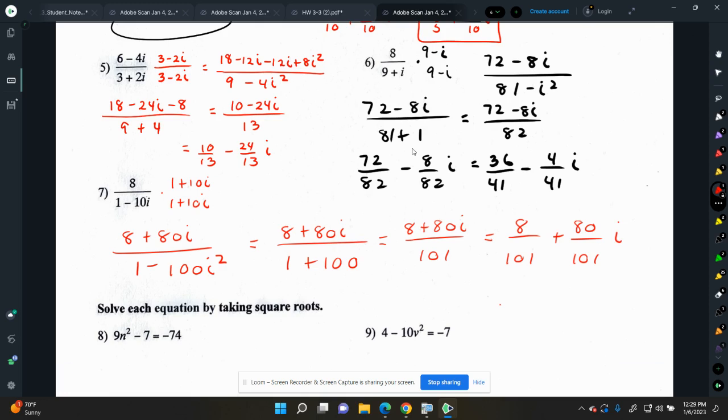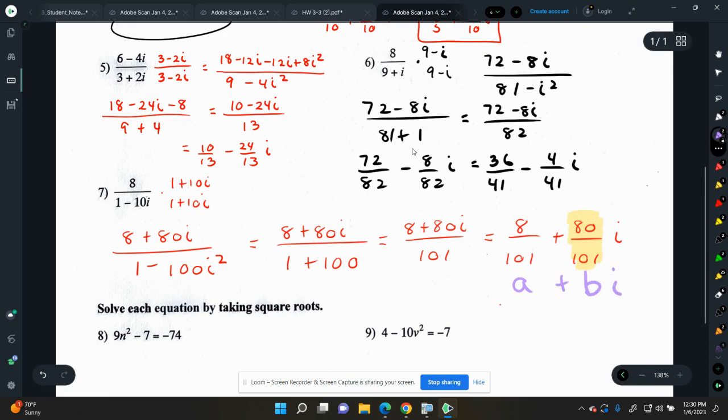Yeah. So when you're writing it in standard form, would the i be next to that 80? Why do you write it off? The i is actually next to the fraction. So this is my a plus bi. So in this case, b is 80 over 101.